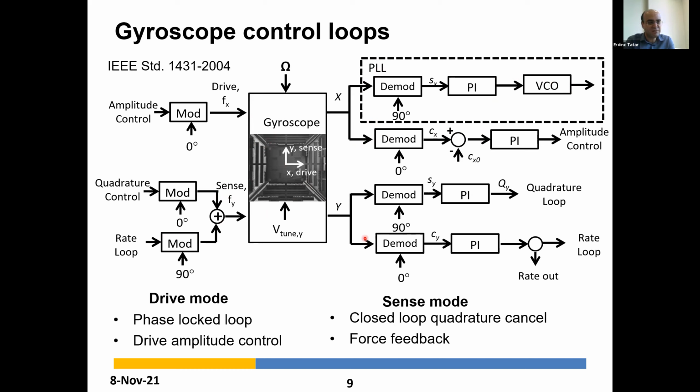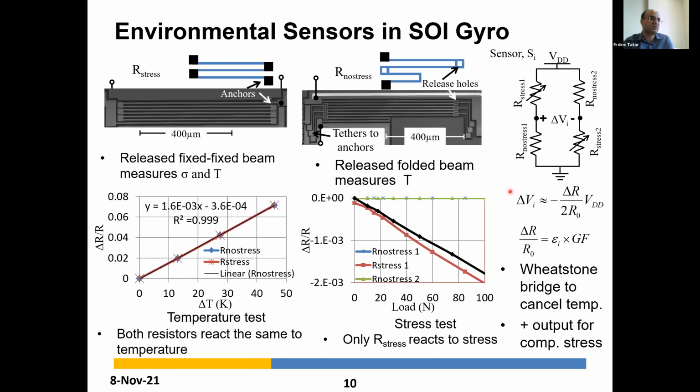On the sense mode, I should also remind you that whatever is coming out of the gyroscope is at the drive resonance frequency. So the signal that I'm getting is AC, and I have to convert it to DC such that I can take my measurement. You need, in general, 2 loops on the sense mode. There are other signals coming out of the sense, which are not the rotation information, and the quadrature loop is used to cancel that. So you need multiple loops, and this requires complicated electronics.